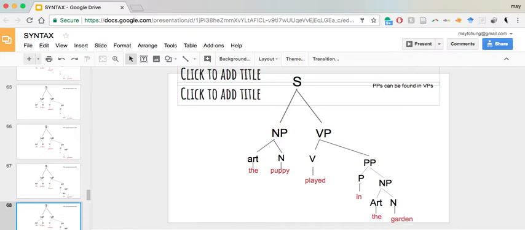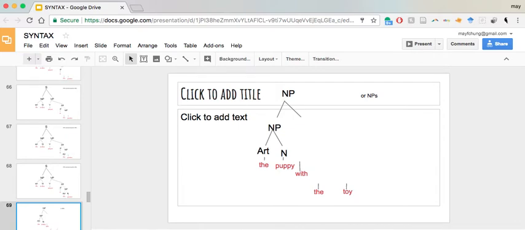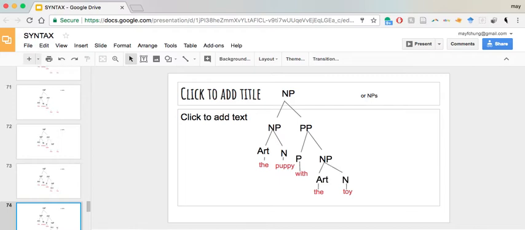So you have your prepositional phrase. It can be found within the verb phrase. It can also be found in the noun phrase, okay. So if I said the puppy with the toy, the puppy with the toy. So with the toy, right, describes something about the puppy. So I would say that's a prepositional phrase. So the prepositional phrase splits off into a preposition and a noun phrase, and then the would be your article, and then toy would be your noun.